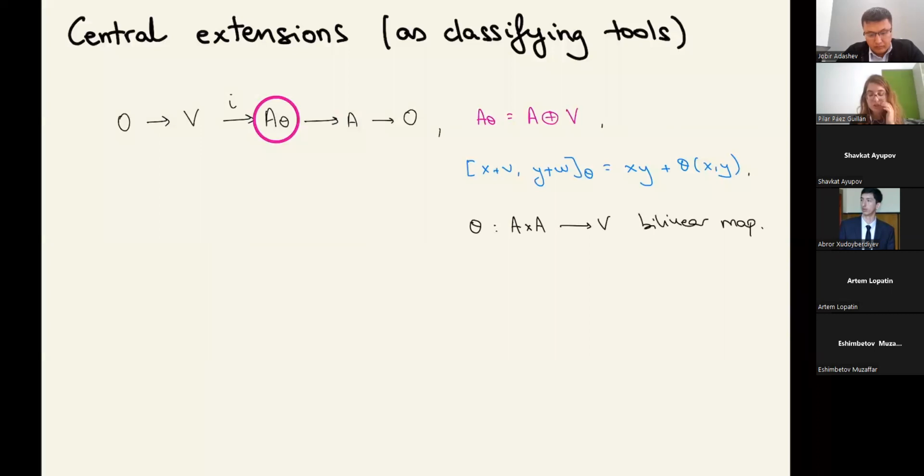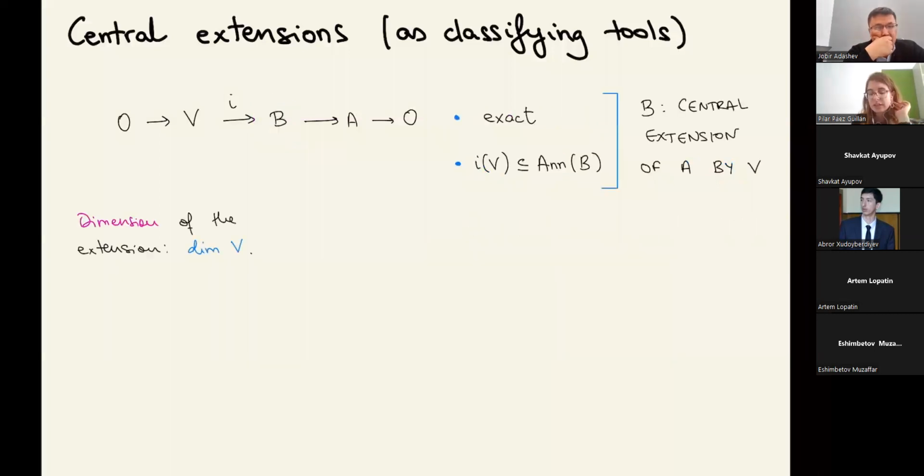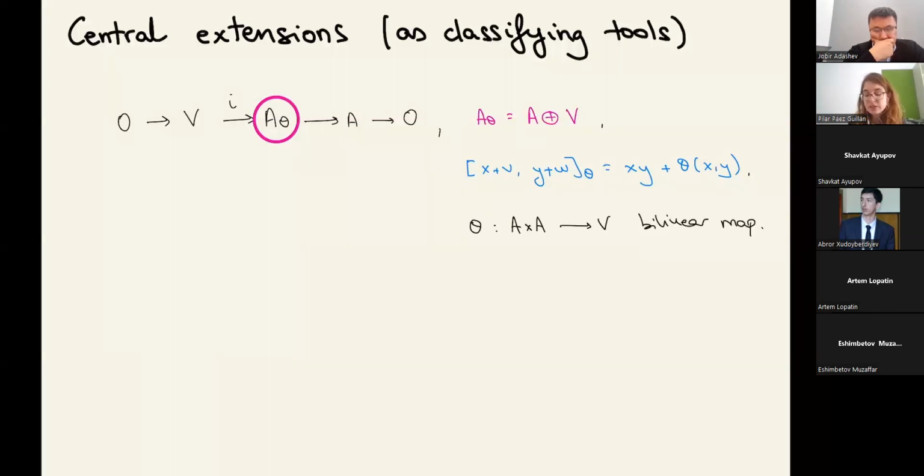Okay, so this is the general expression, but we can particularize the situation a little bit. Instead of the algebra B that I have here, I'm going to write A sub theta, which is defined in the following way. The underlying vector space is going to be the direct sum of A and V, of course, and we are going to endow this vector space with the following product. The bracket of x plus v and y plus w is defined as the product of x and y plus theta of x comma y, where theta is a bilinear map from A times A to V. And the interesting thing here is that if you check the definition before, you can see immediately that this is a central extension, but also every central extension can be seen as some A theta for a certain theta. So this is our idea of central extensions.